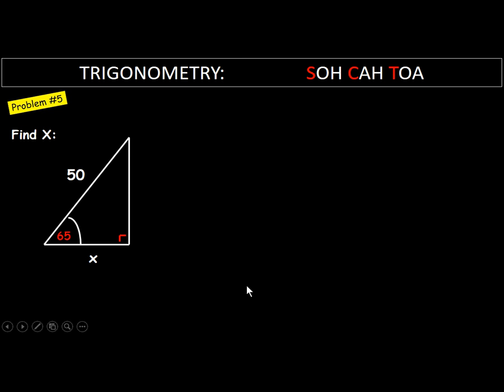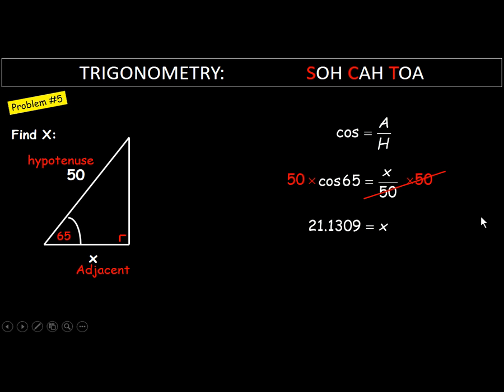Okay, so let's see if you can do this now. Here's problem number 5. Let's see if you can get all the way to the end and solve for X. All right, so the first thing you were supposed to do is decide if the sides were opposite, adjacent, hypotenuse. The X is the adjacent side, 50 is the hypotenuse. Then you had to figure out if it's sine or cosine or tangent. Adjacent and hypotenuse is cosine. So then we're going to write our equation. Cosine of 65 is equal to X over 50. Multiply both sides by 50, and we're going to end up getting 21.1 for our final answer.